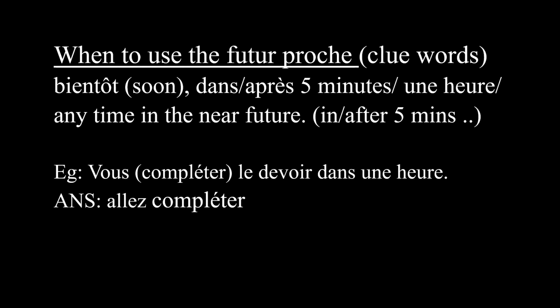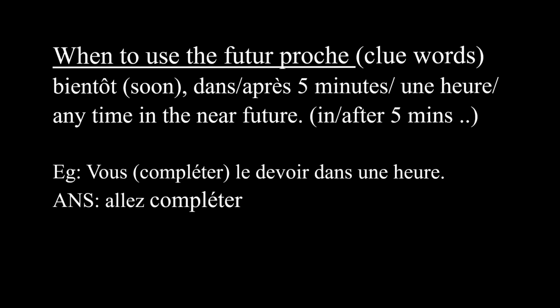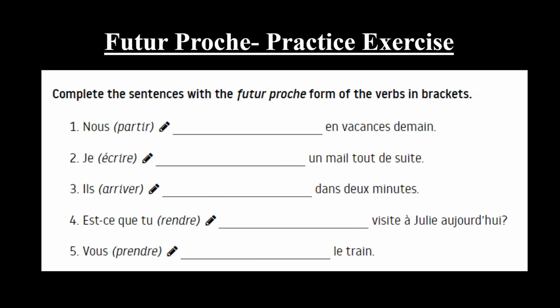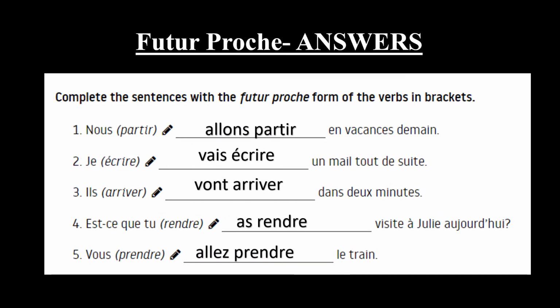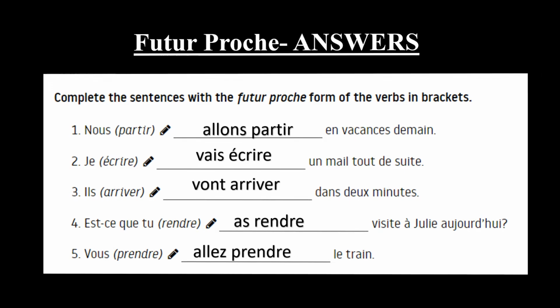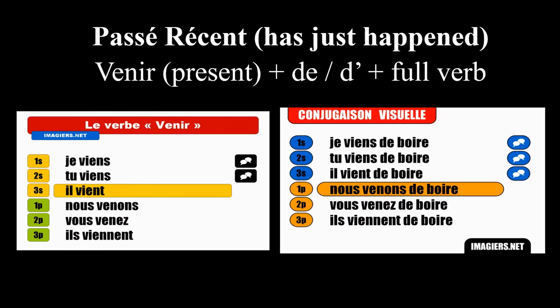The action is going to happen within the next hour, so you have to use the futur proche. Conjugate aller for vous, which becomes allez, and then the full verb completed. So it becomes vous allez compléter le devoir dans une heure. The answers are there for you in the next slide. That was the futur proche, which is the near future.